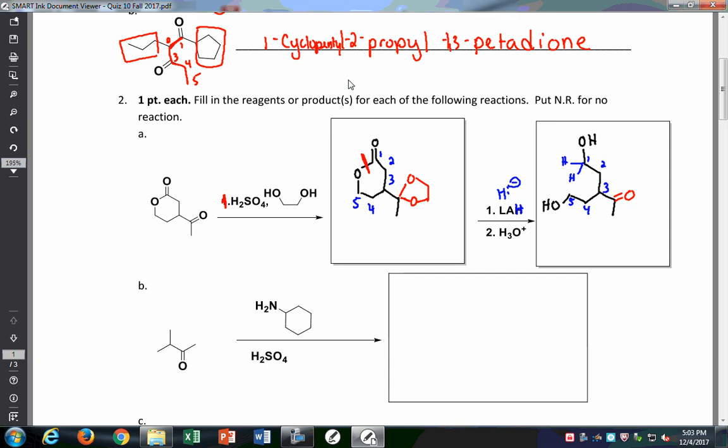Now what that means is, if we tried to do any reaction with this that pertained to acid, we couldn't do this because the acid would just remove it. But the Grignard and the reduction are under basic conditions, so it stays on.